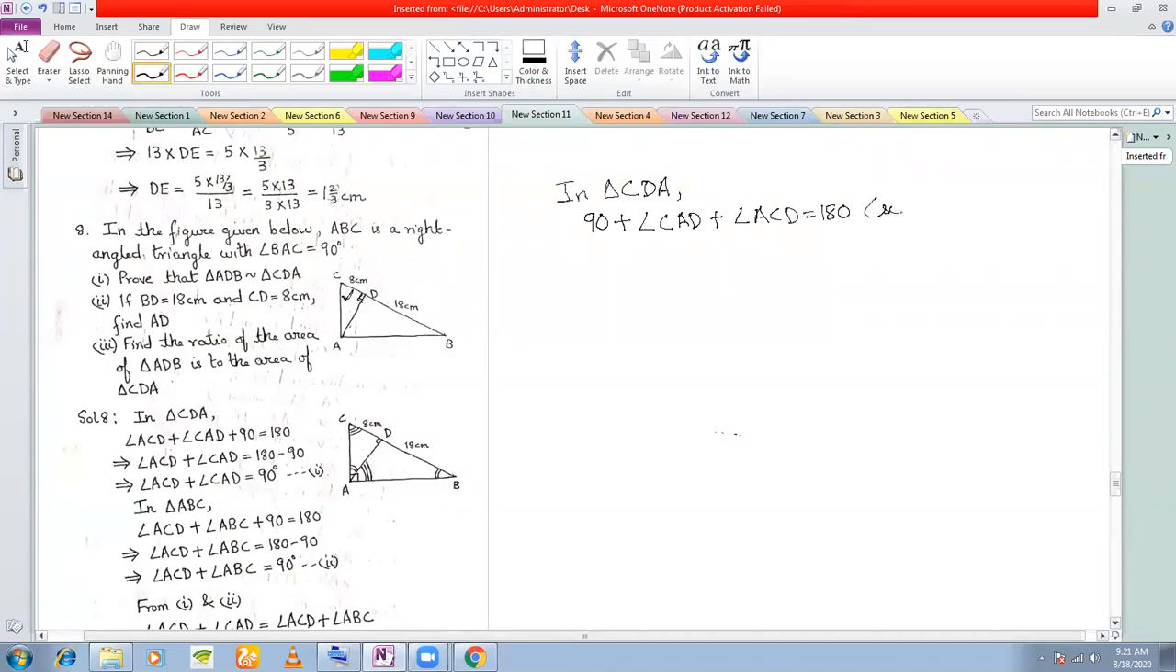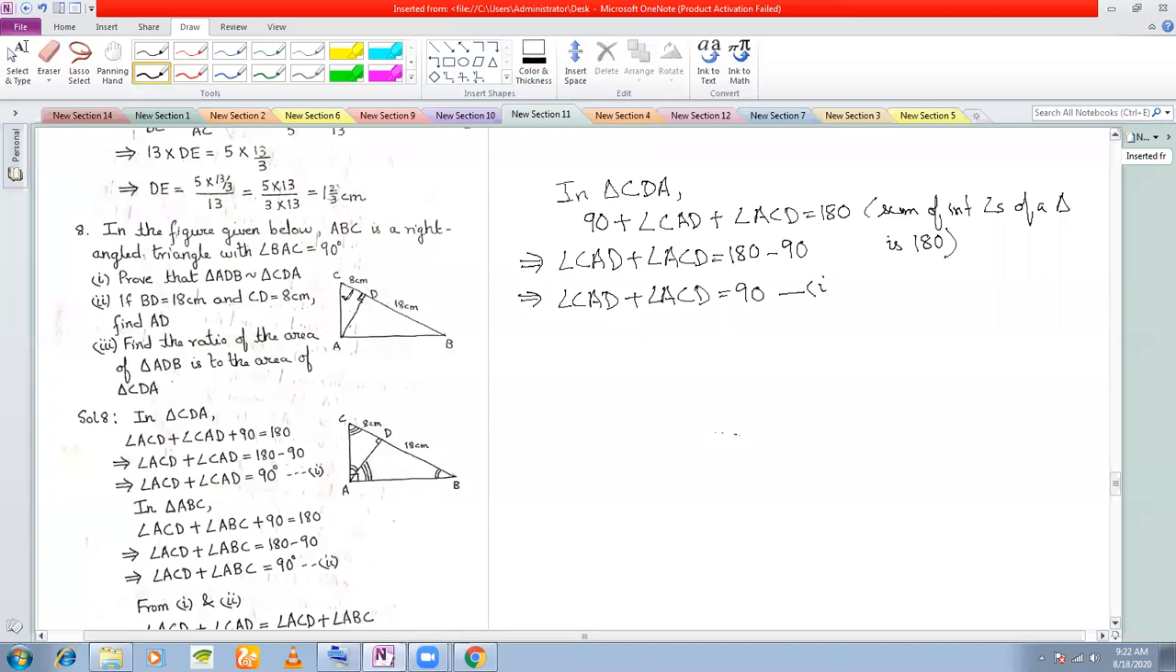Because sum of interior angles of a triangle is 180 degrees. Okay, so that means what does this mean? That CAD plus angle ACD must be equal to 180 minus 90. That means angle CAD plus angle ACD is equal to 90. Let us call this 1.